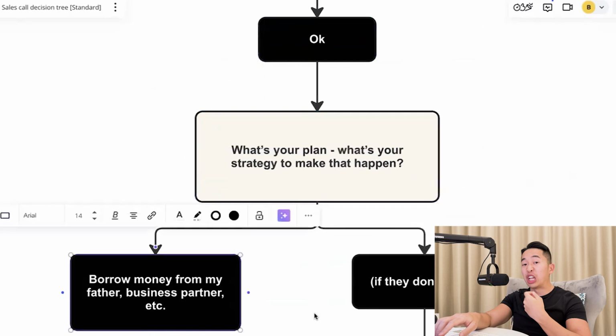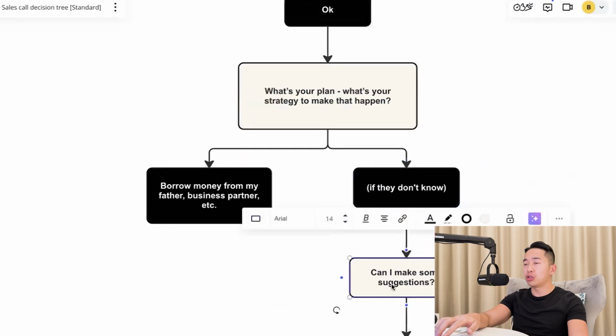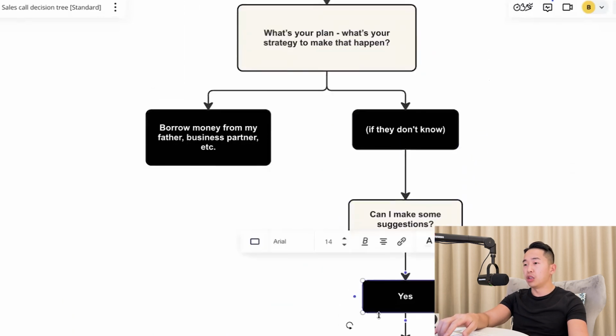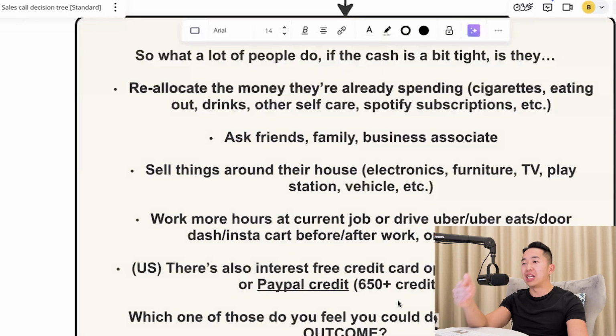So at that point, they'll give you different examples. They'll come up with different ways to get the money together. I don't know, I could borrow money from my father, my business partner. We have money coming in. I get paid on this day, and so on. If they don't know, then you give them suggestions. All right, can I make some suggestions? They'll be like, well, yeah. So what a lot of people do, if cash is a bit tight, and then you list them different things they could do.